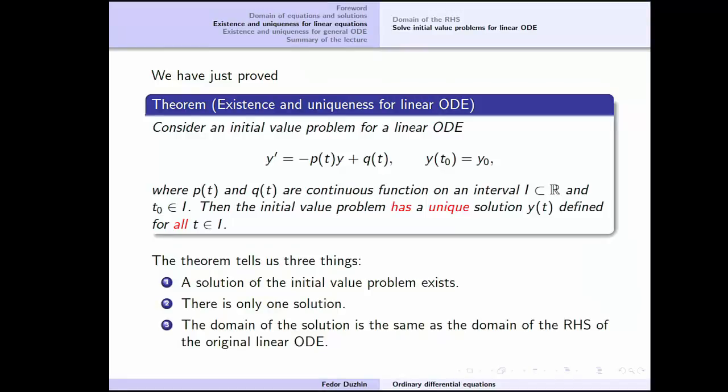And the third thing that we notice is that the domain of the solution is the same as the domain of the right-hand side of the differential equation. So if t belongs to an interval where both p and q are defined, then nothing can go wrong. The formula for our solution is a valid expression, and therefore t belongs to the domain of the solution. Right? So there are three things.